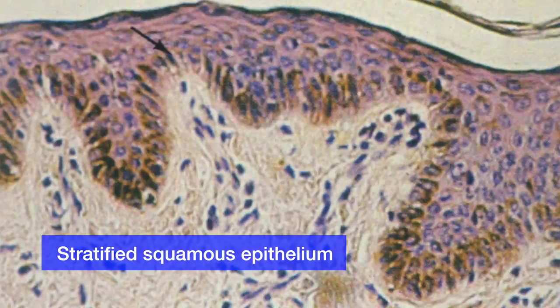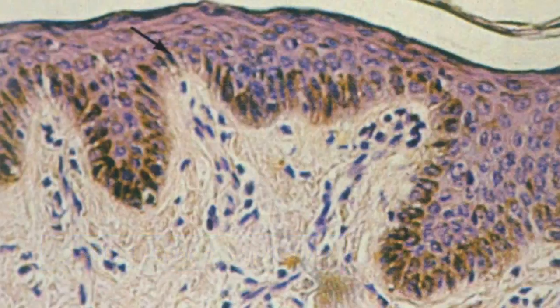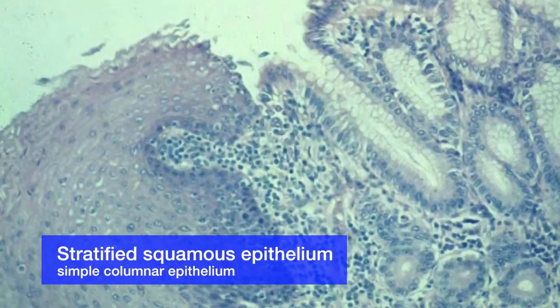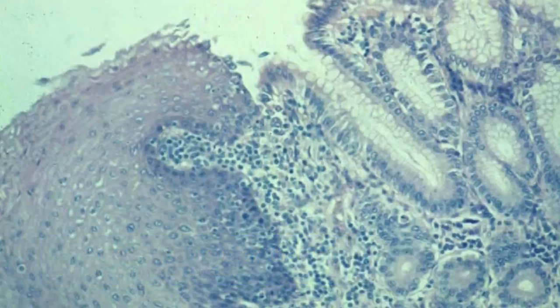Again, this one, stratified squamous epithelium. Notice the top cells. The shape is flat, or squamous. You have on your left side stratified squamous epithelium and simple columnar epithelium on the right side.